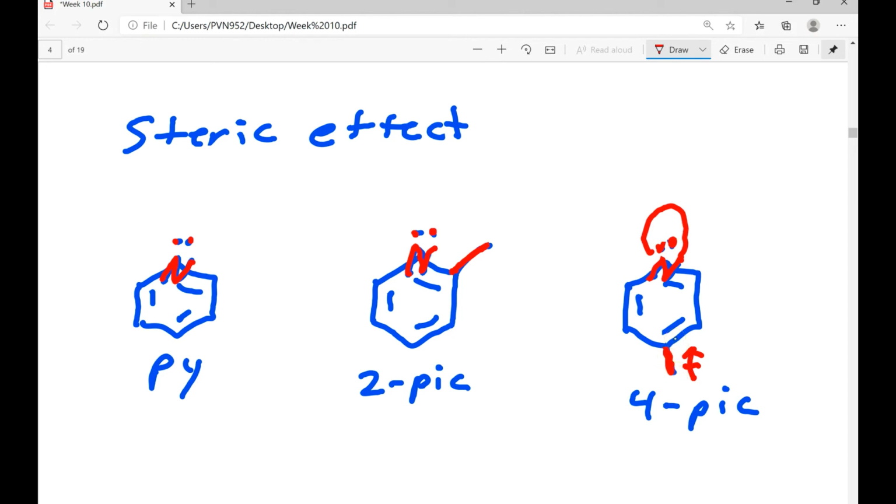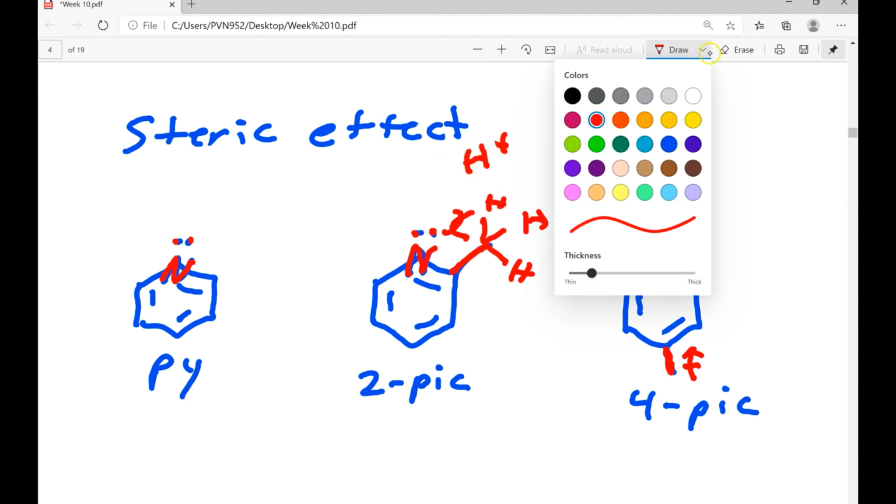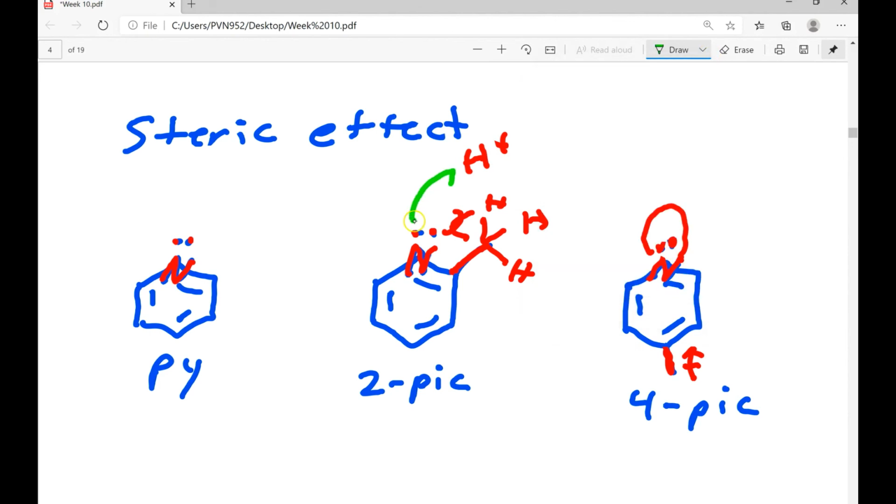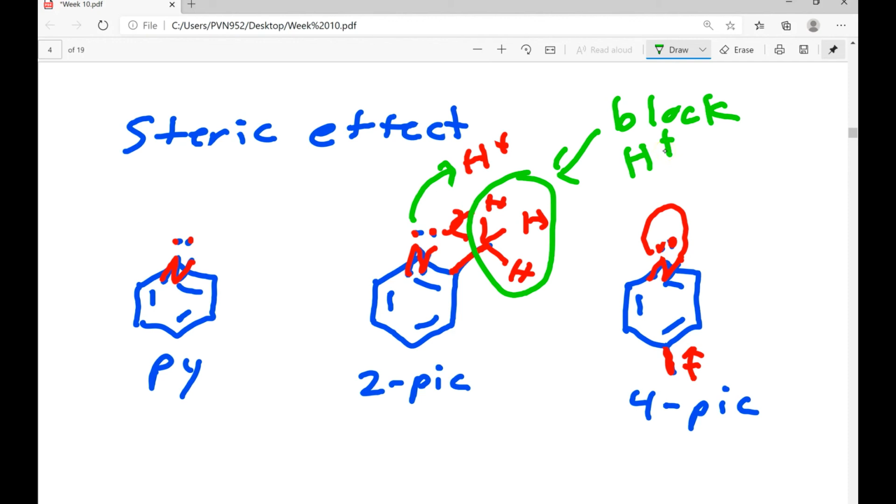But in the case of when we have a methyl group in the 2 position, that has a steric constraint. So this methyl group right here is able to block an incoming hydrogen. So the methyl group in the 2 position is able to block an incoming hydrogen. And the effect of that is that 2-picoline, versus pyridine and 4-picoline, is the least basic.